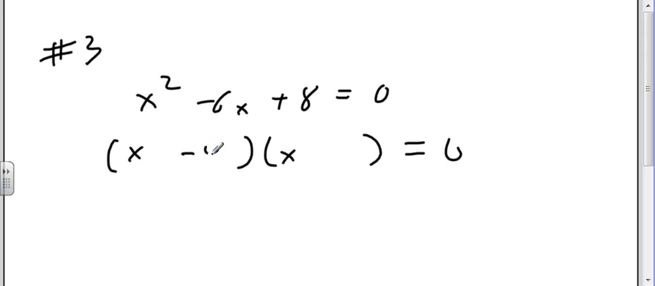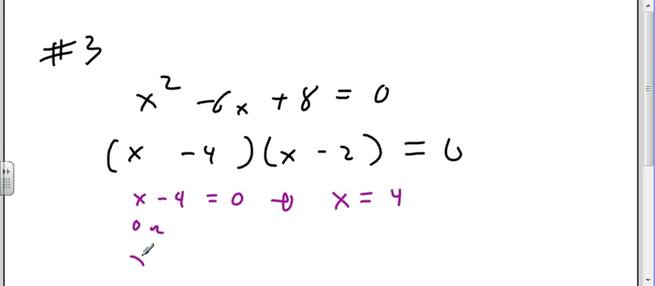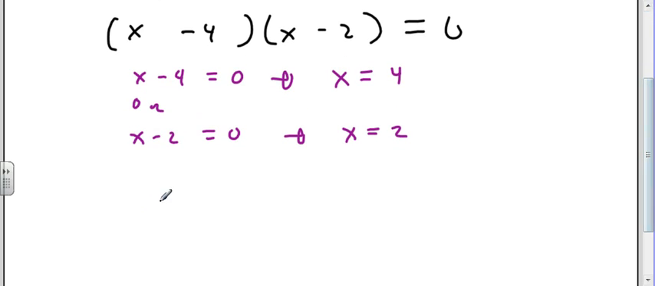So we look at it and we say, well, minus 4 and minus 2 give me a plus 8, give me a minus 6, and give me an x squared. So x minus 4 has to be 0, which implies that x is 4, or x minus 2 has to be 0, which implies that x is equal to 2. So I have two roots, 2 and 4, and I would write as a final answer x is equal to 2, 4, in ascending order, inside my solution set.